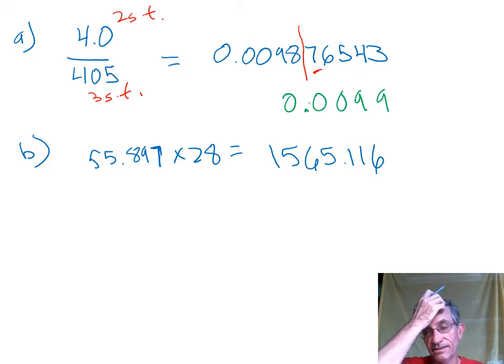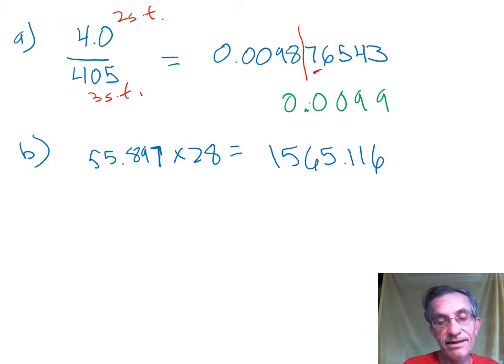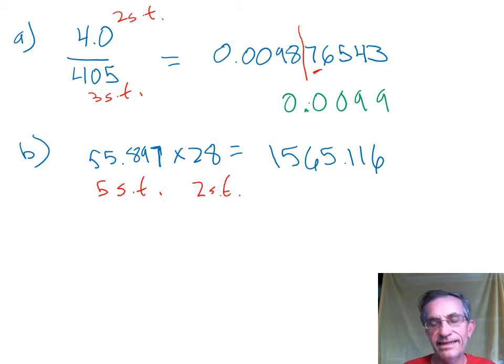1565.116. Well, that's a lot of sig figs. I guess that's like 7. 7 is more than we need though, right? So let's look at how many we used in the numbers. 5 sig figs in the first number, 2 in the second. You should give me 2 in the answer.